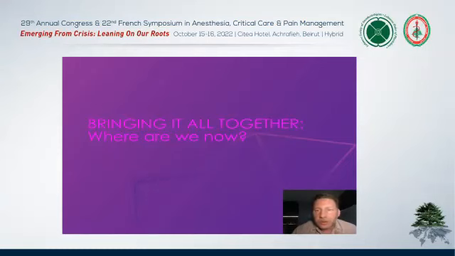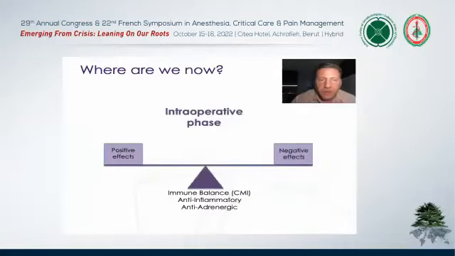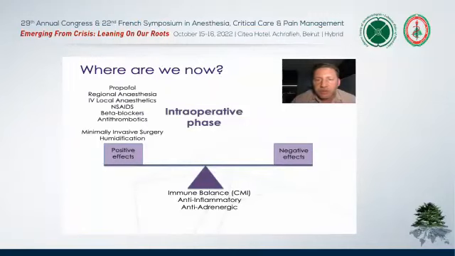Where are we now? So we know that the perioperative space is quite complex, and key interventions to influence outcomes are multimodal. It's really hard to show efficacy of any one intervention, and no real formal guidelines exist for perioperative care of cancer patients. But what we should really be aiming for is to shift our strategies towards interventions that may have positive effects on clinical outcomes, such as TIVA and regional anesthesia, and minimizing the use of interventions with negative effects, such as volatiles and open surgery.